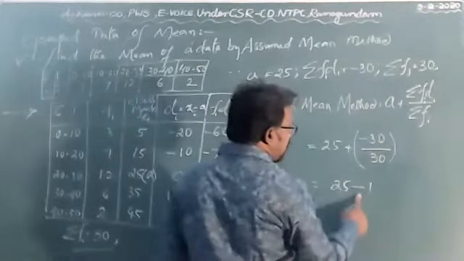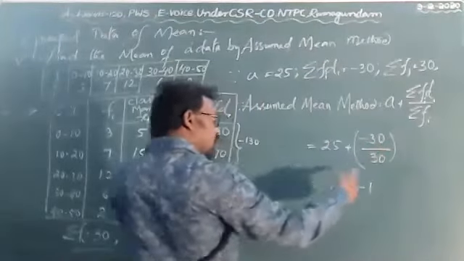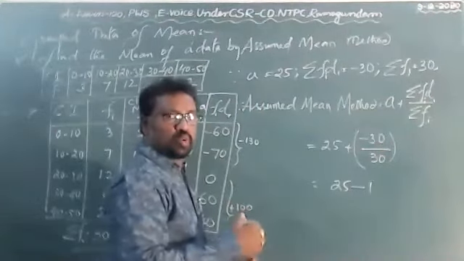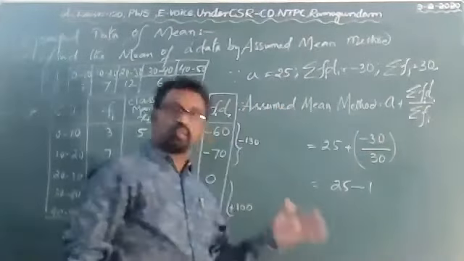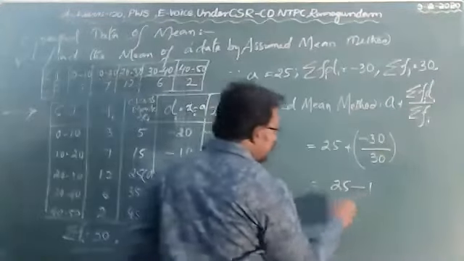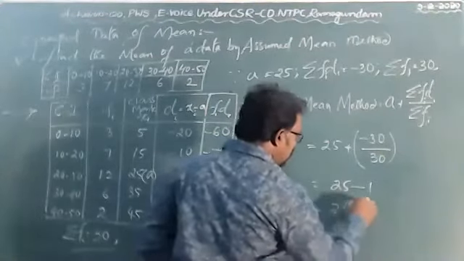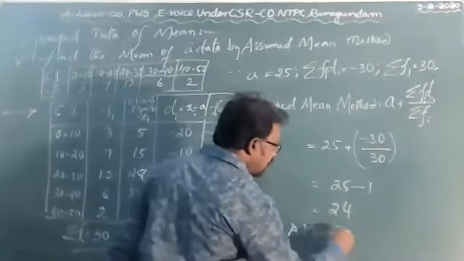Plus into minus is minus. So 31, sir, 31. Try to avoid the cancel lines, it looks good. That's it. So minus 1. 25 minus 1, how much? 24.